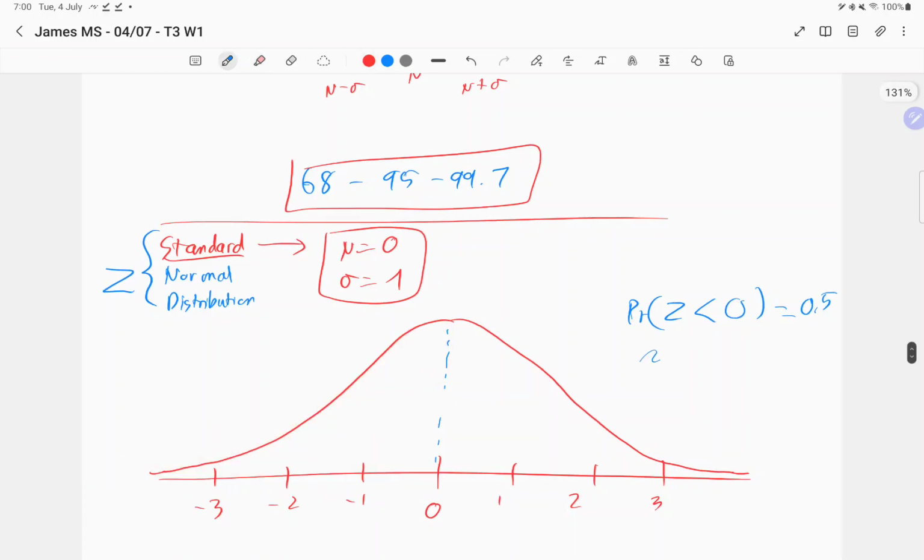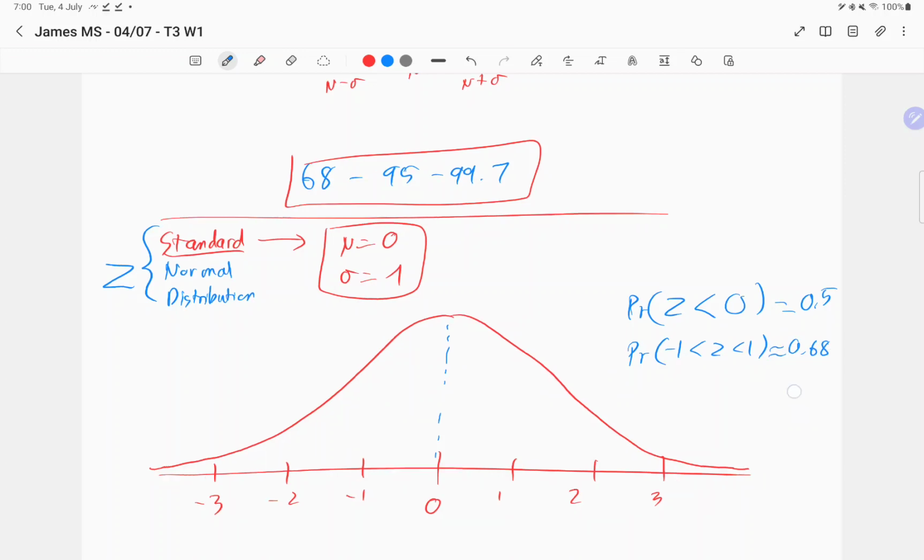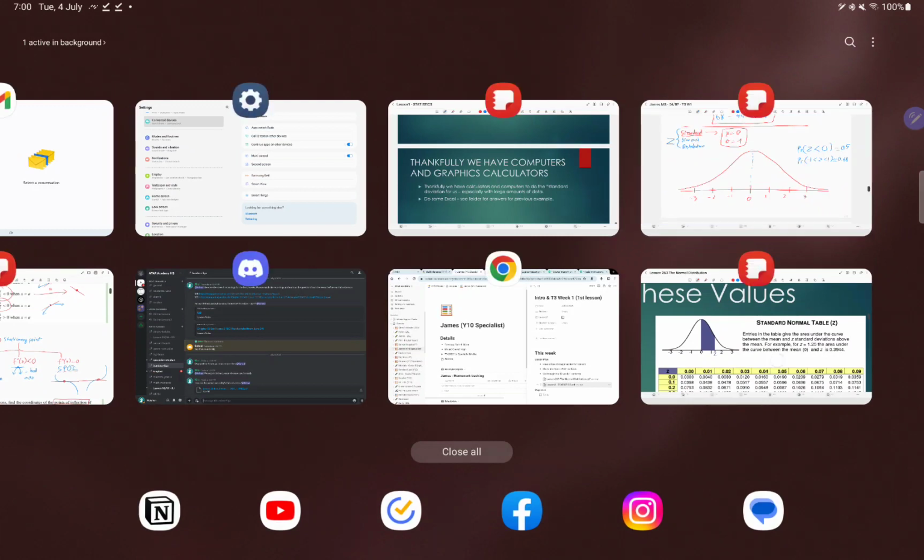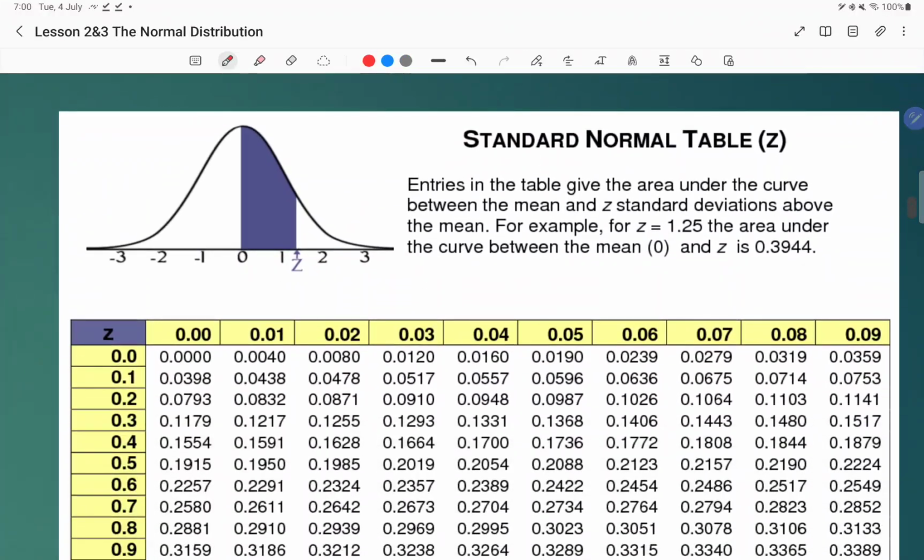And so if you have the probability that z is between two values, let's say -1 less than z less than 1, this one will be, what do you think? 68. 68 or 0.68, right? Again, it's approximate. So approximately 0.68. Okay? Right? Then that brings me to this table over here.